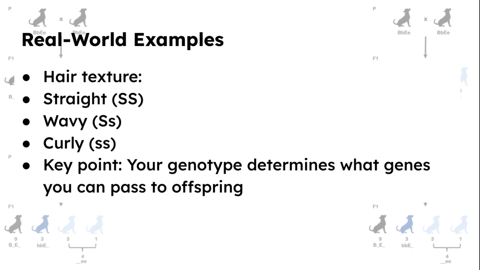Some examples of this: hair texture. Here's one we got: straight versus wavy. Notice the two capital letter S's is straight. Straight, the capital S is dominant, lowercase recessive. So anytime the capital S appears with the hair texture, it's going to show, unless you have this right here, this situation, curly, it is fully recessive.